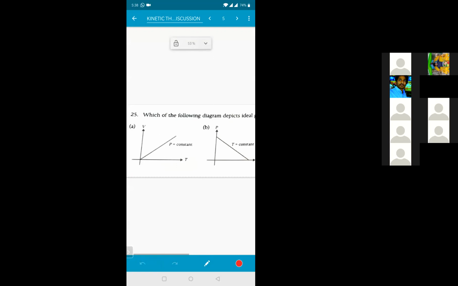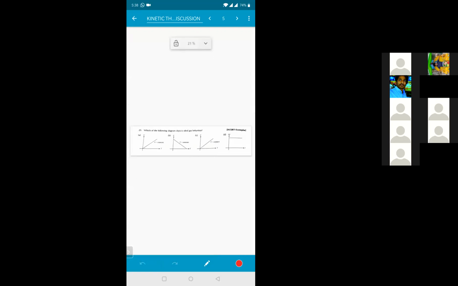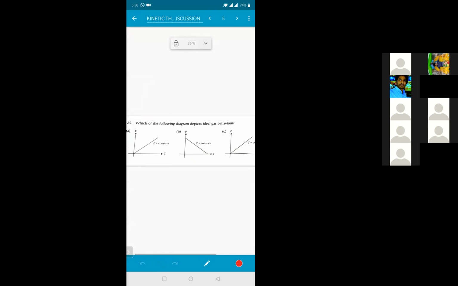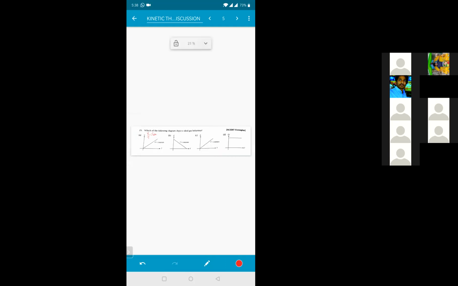Question number 25. Which of the following diagrams depicts the ideal gas behavior? Has anyone done this? First option. How did you get it? It's an isobar diagram. Ideal behavior means, from PV equals nRT, volume versus temperature, V by T must be constant. This one is pressure versus temperature, and this one is PV versus T. V by T must be constant for this one.